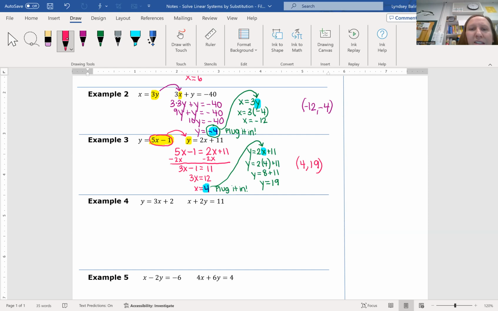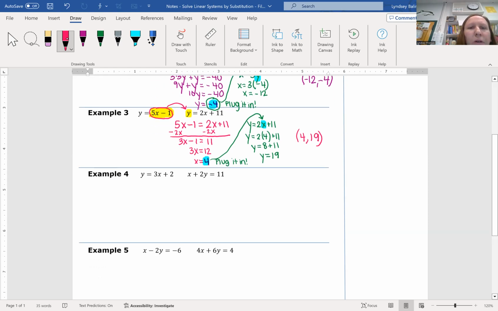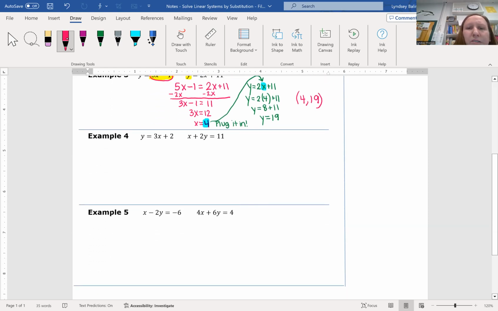Okay. Example 4, we're getting through these. y equals 3x plus 2 and x plus 2y equals 11. So over here, I have my y equals, very nice. Now there are multiple things on this side. So we're going to be plugging in that entire 3x plus 2. Okay, and that is getting plugged in for the y on this side.